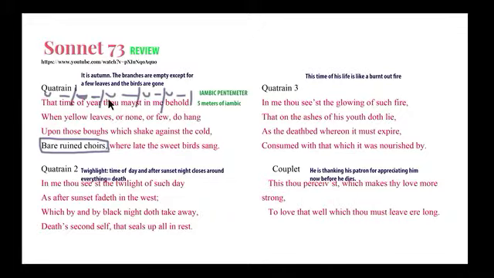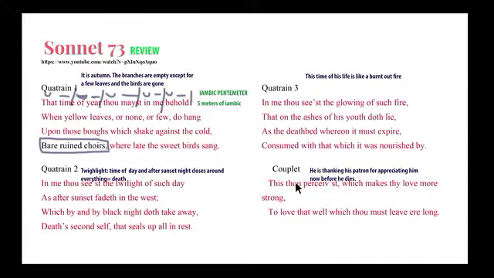Right? So in the first quatrain, it's autumn. The branches are empty except for a few leaves, and the birds are gone. Quatrain 2, your second paragraph, it's twilight, the time of day after sunset, and night closes around everything, which is death's second self that seals up all in rest. Right? This time of his life is like a burnt out fire.